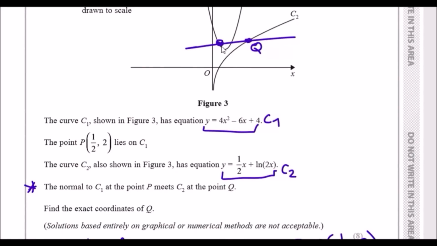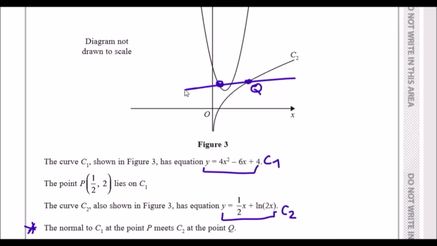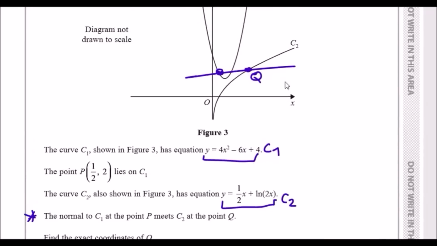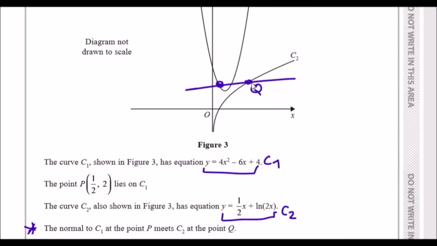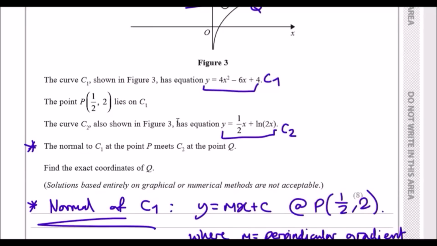So let's call this point P. And it says that the normal to C1 at the point P meets C2 at point Q. So here's point P. This would be the tangent firstly, and the normal would be perpendicular, so it would be something like this. A straight line, of course. It meets C2 at point Q. So this would be point Q. So far so good. Now find the exact coordinates of Q.